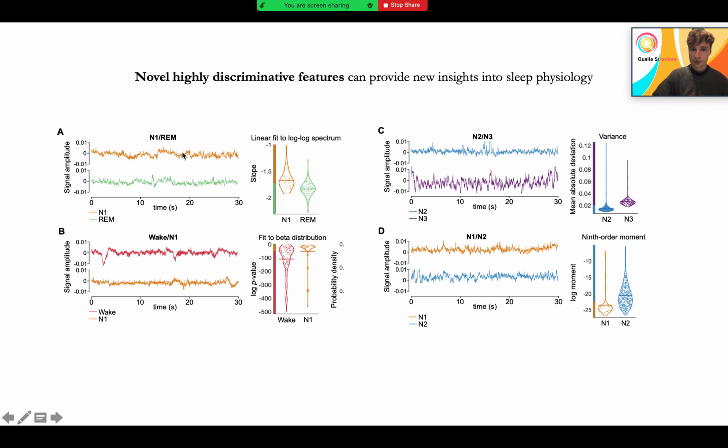We could, for example, discriminate N1 and REM using the slope of the linear fit to the power spectrum, which is a measure that has been recently defined as an indicator of the level of consciousness in sleep and anesthesia. So new insights into sleep physiology can be gained by applying those novel features. So in sum, our framework lays the groundwork for a data-driven exploration of sleep and represents a promising tool to identify potential substages that are not captured by visual inspection.